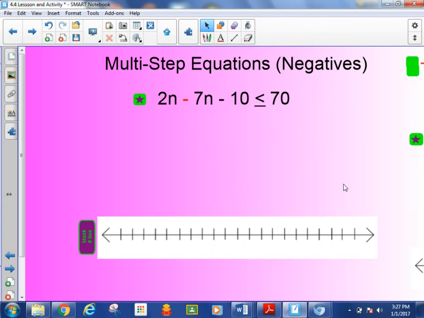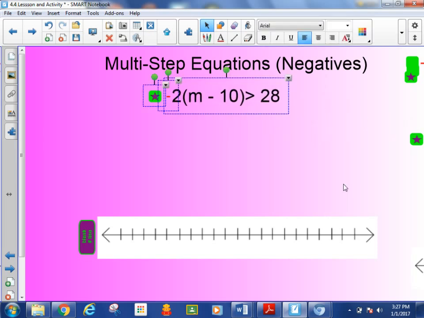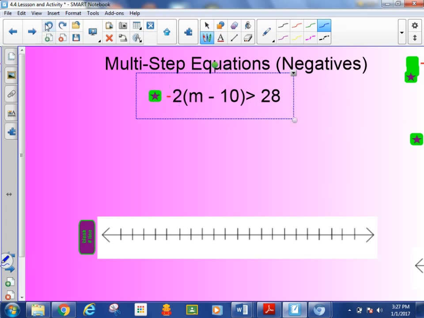Let's try one with distribution. Okay, so here we've got some distribution. So we're going to go ahead and do our distribution first. Okay, so we're going to distribute that negative to both of these things in here. So remember, if there's a negative involved in that second number or a negative in front of it, we have to remember to think before we write our final part of that answer.